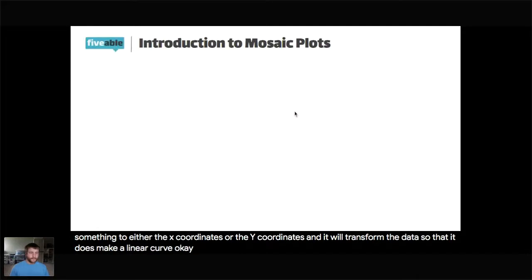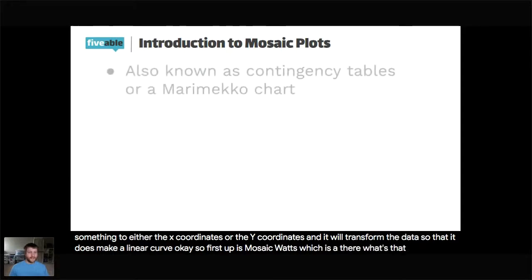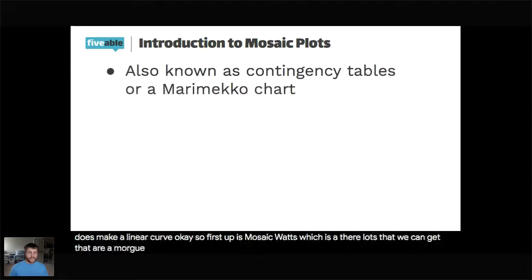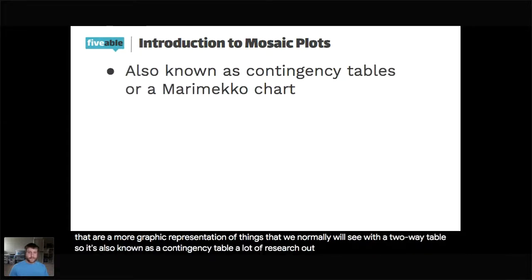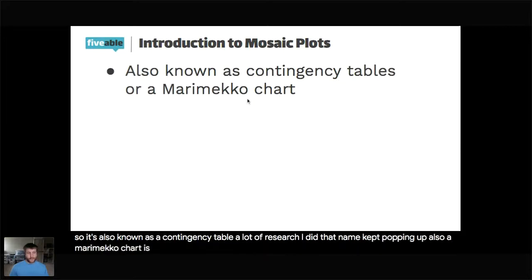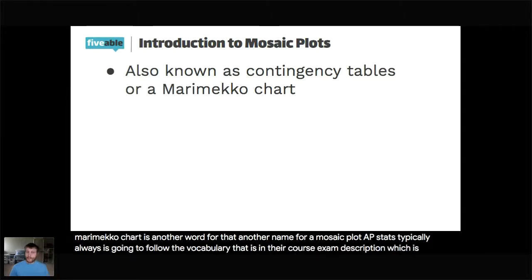Okay. So first up is mosaic plots, pretty little plots that are a more graphic representation of things that we normally see with a two-way table. It's also known as a contingency table. A lot of research I did, that name kept popping up. Also a Marimekko chart is another name for a mosaic plot. AP Stats typically follows the vocabulary in their course exam description, which is mosaic plots.